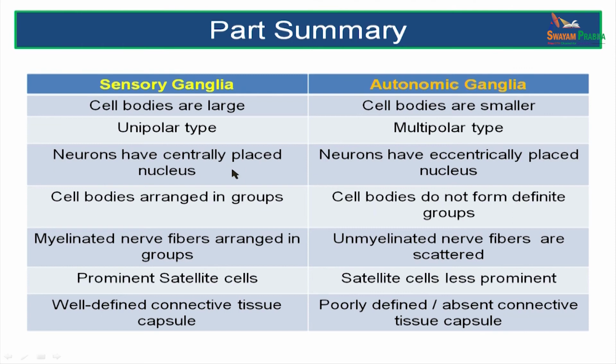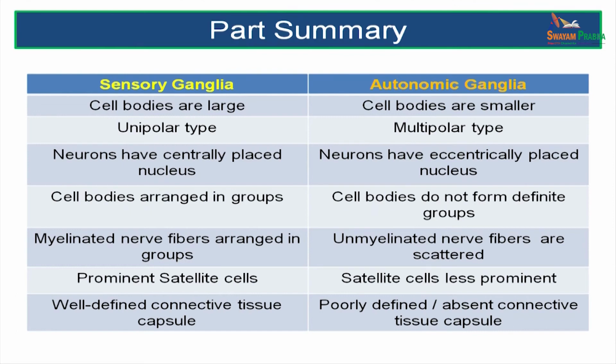Let us summarize differences between sensory ganglia and sympathetic or autonomic ganglia. Sensory ganglia cell bodies are larger and they are of the unipolar or pseudo-unipolar type, whereas the autonomic ganglia cell bodies are smaller and of the multipolar type. In the sensory ganglia, nuclei are central. In the autonomic ganglia, nuclei are eccentric, meaning they lie towards one side.